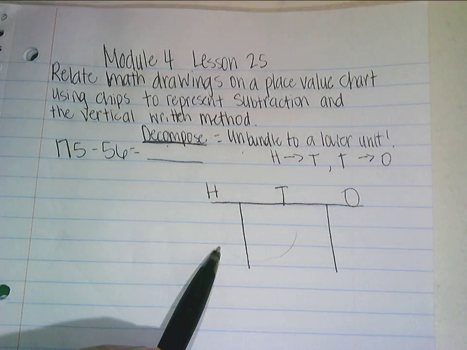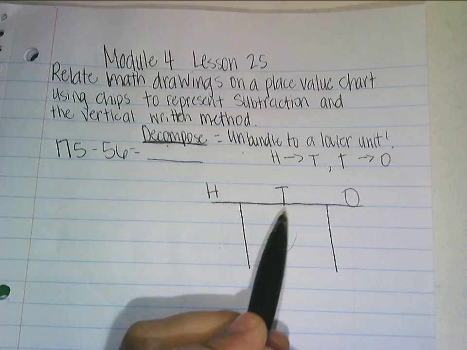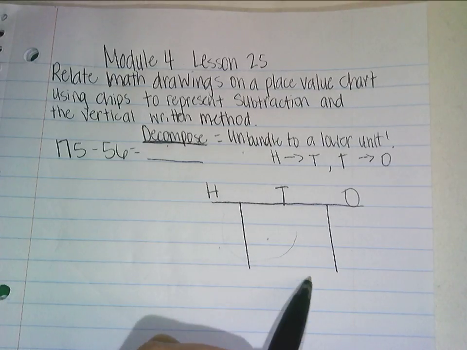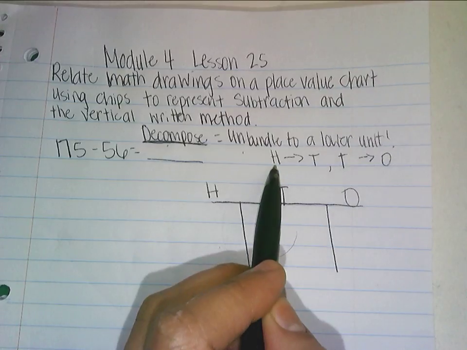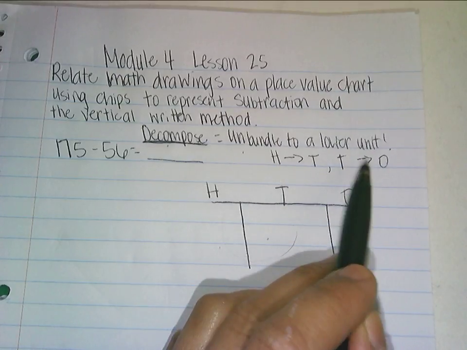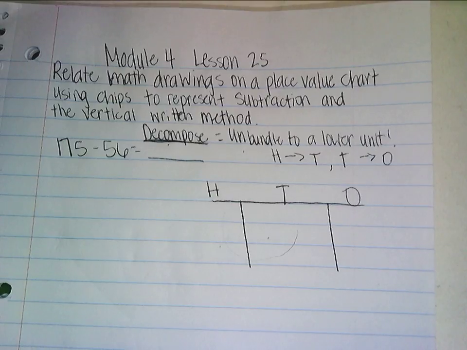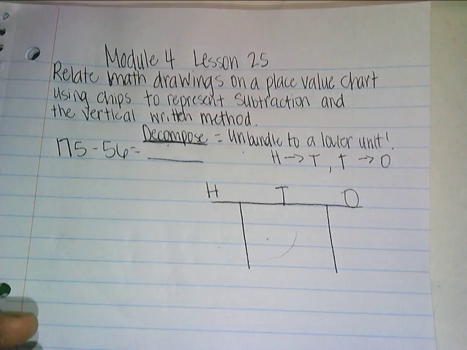So you go from hundreds, you decompose to the tens, which is right here, hundreds to tens, or you go from the tens and you decompose into the ones, tens to ones. Okay, so that's what decompose means. Only if you do not have enough to subtract in whatever place you're subtracting from.